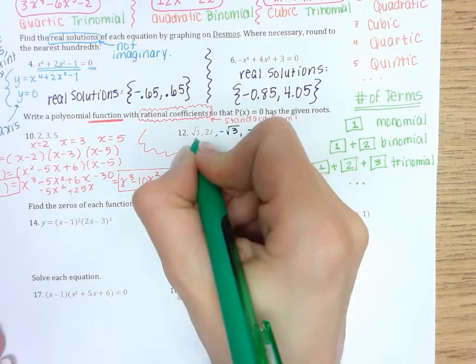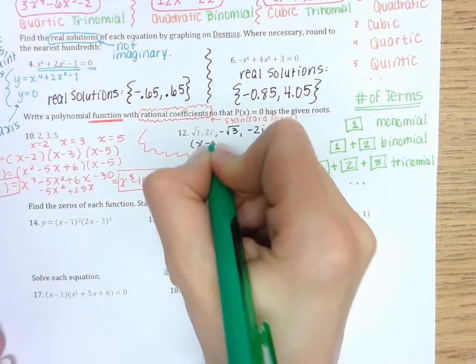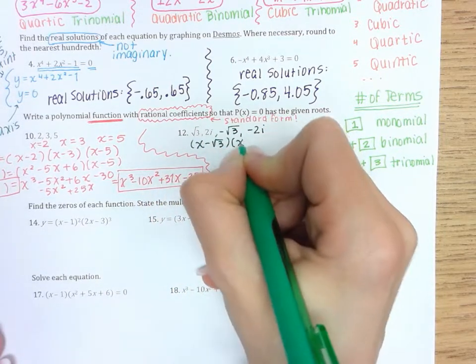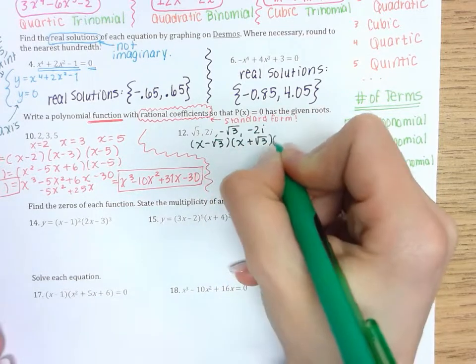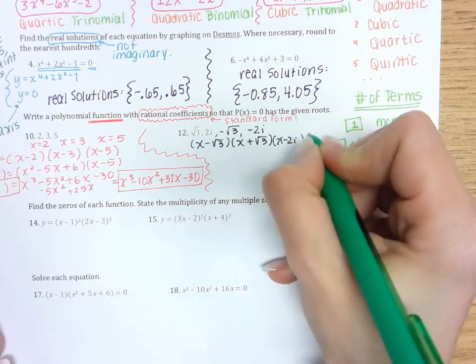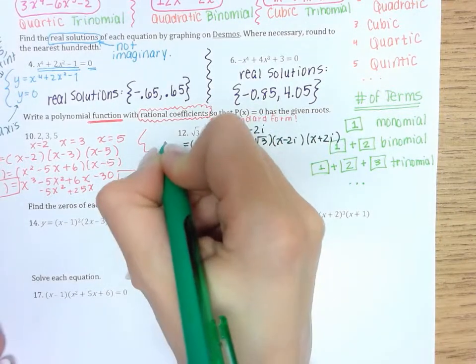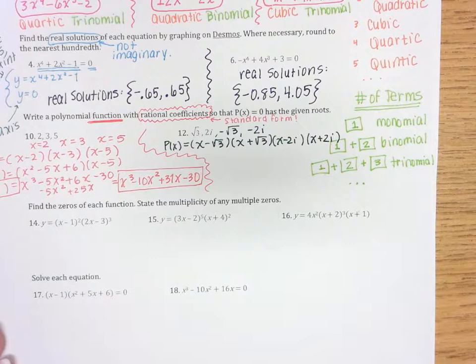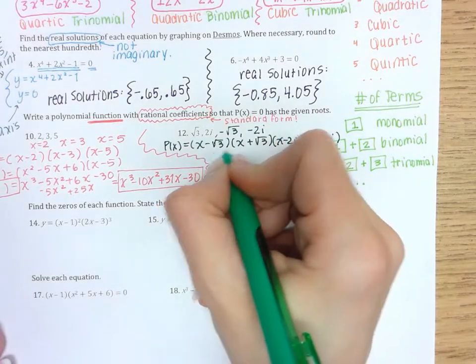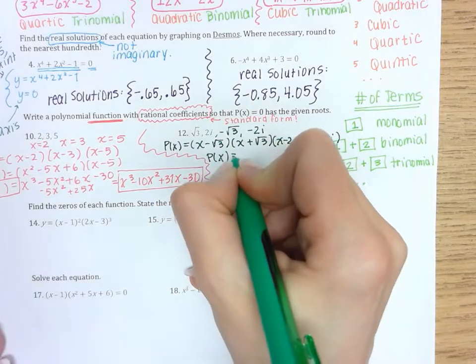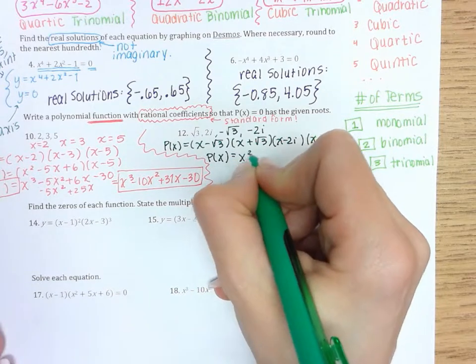So what do we write? I'm skipping steps. I'm going to have x minus rad 3. I'm going to have x plus rad 3. I'm going to have x minus 2i and an x plus 2i. This will give us those particular roots. Again, we want to call it a function, so out front p of x equals. From there, how does that expand? This one's going to be pretty easy. That's going to be an x squared minus 3.